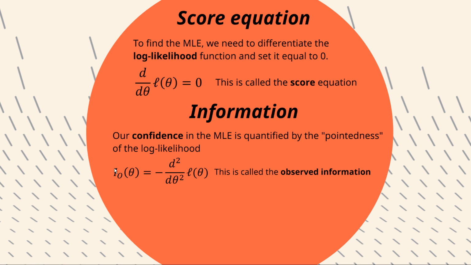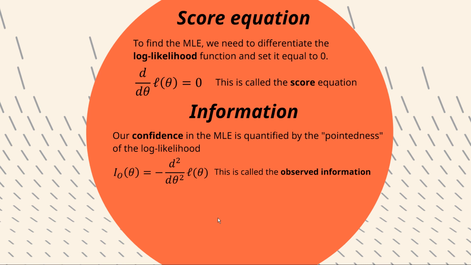So what we can do is construct this thing called the observed information, which is in fact the negative value of that second differential. If you appreciate that the second differential will always be negative in itself because it's a concave down curve, then by putting a minus out the front, this will become positive again. So the higher the value of this observed information, the higher the confidence we have in our MLE.